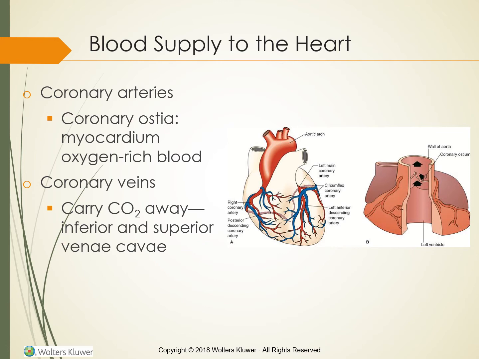Blood supply to the heart. The left and right coronary arteries supply oxygenated blood to cardiac muscle. The openings to the coronary arteries, called the coronary ostia (singular, ostium), lie at the base of the aorta. When the left ventricle is filling with blood, the coronary ostia dilate and fill with blood. Thus, the myocardium is the first tissue of the body to receive oxygen-rich blood with each heartbeat.